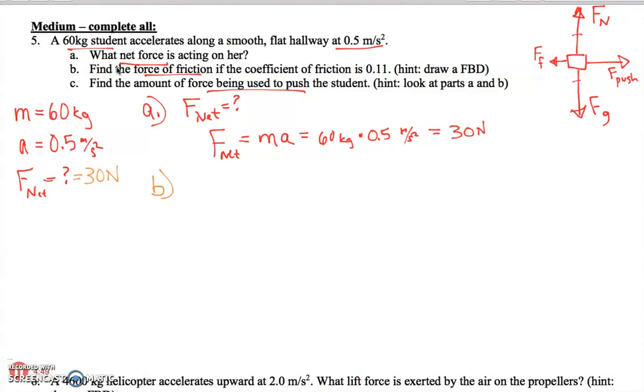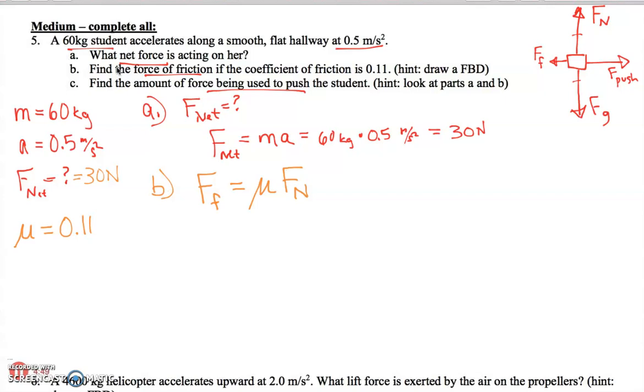So part B says, find the force of friction if the coefficient of friction, ooh, that's another thing we know, is 0.11. So the coefficient of friction is 0.11. Coefficient of friction is just telling us how frictiony the surface is. We learned a little bit about this last quarter. But if you don't remember, that's okay. We can actually calculate the force of friction using the coefficient of friction multiplying that by the normal force, force normal.